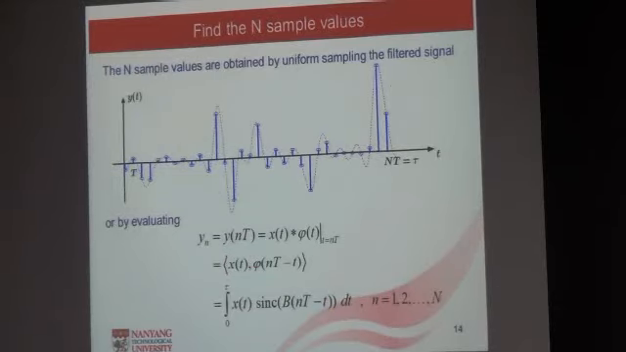The next step was to find the N samples. When we filter the signal x of t with that sinc, the dotted line here is the filtered signal, and the solid lines are the uniform samples. As I mentioned, you obtain the samples by filtering, or convolving, x of t with phi of t, and then taking uniform samples of that. This corresponds to doing an inner product between x of t and a shifted version of the sinc kernel. These are the samples. You can calculate them, but in practice these samples are given by the acquisition device.